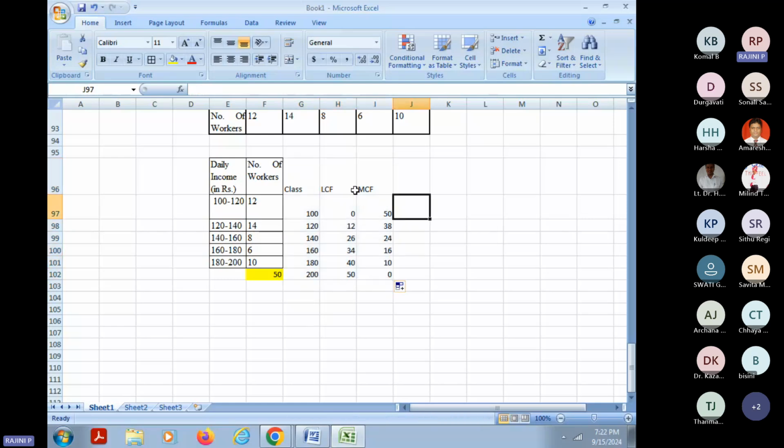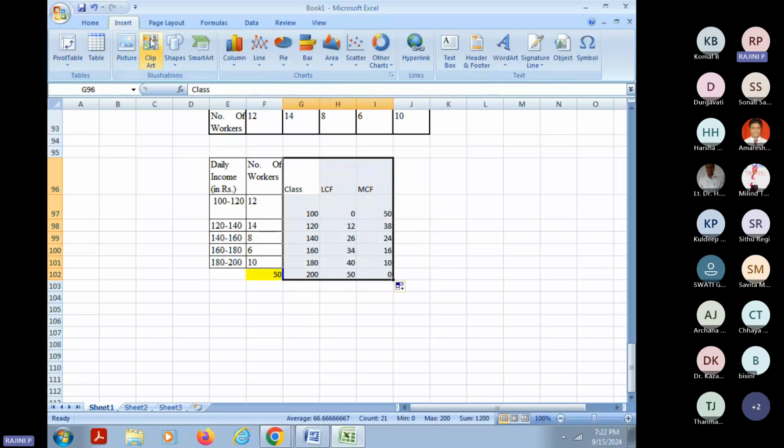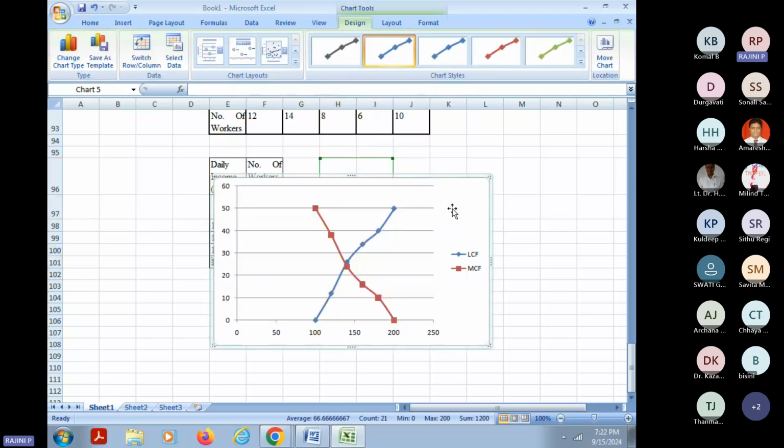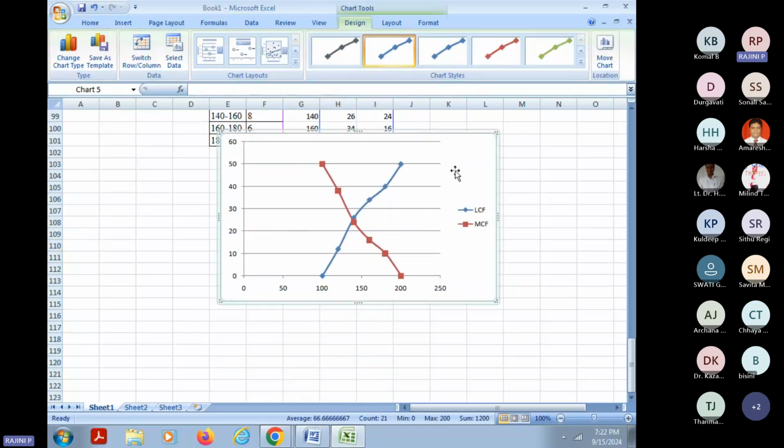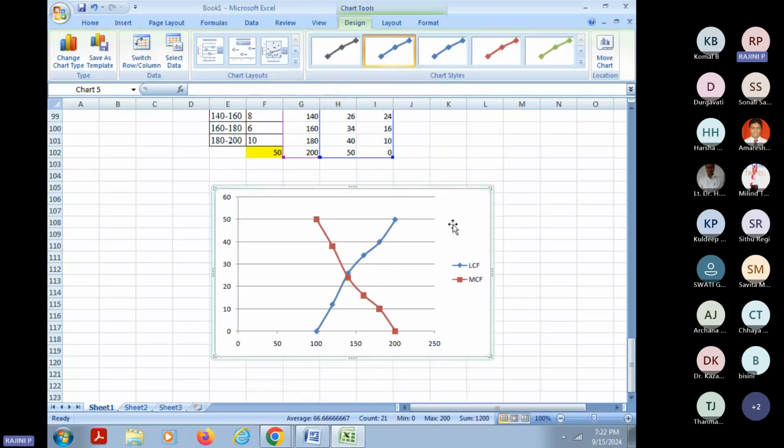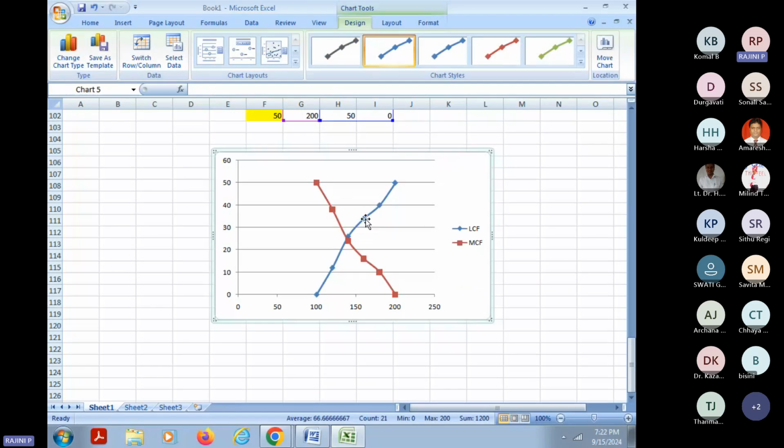Now select the data. After finding this more than cumulative frequency, select the data, go to Insert and click on the scatter, click on this button. Second chart subtype, you'll be getting this. So now this is an ogive curve. What is the meaning of ogive curve?